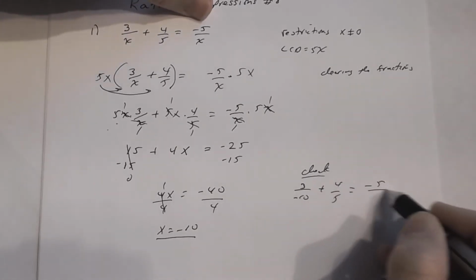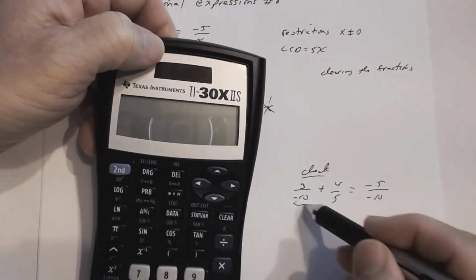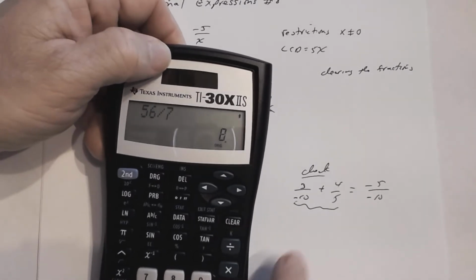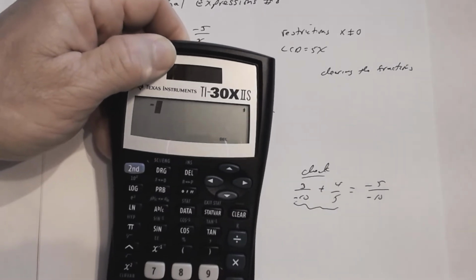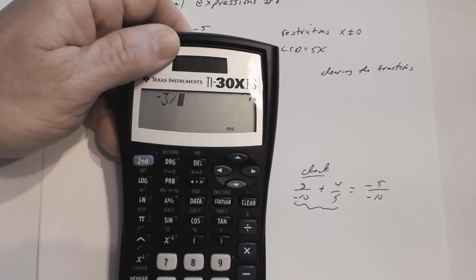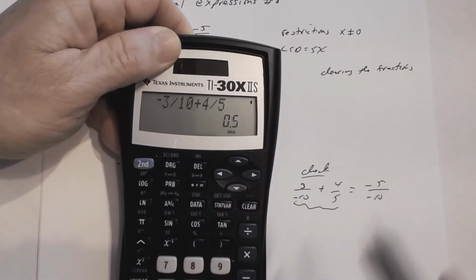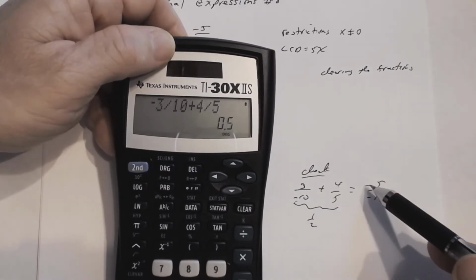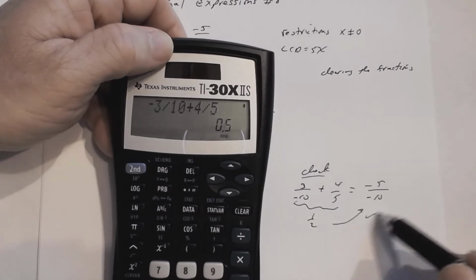And so I get negative 5 divided by negative 10. And then just use your calculator. So what I would do is just verify that this is equal to this. So on your calculator, just say negative 3 divided by 10 plus 4 divided by 5 equal, so that's 0.5, right? So that's what, 1/2? And over here, I don't need a calculator with that because a negative divided by negative is a positive, and then 5/10 reduced is 1/2, so that's equal.